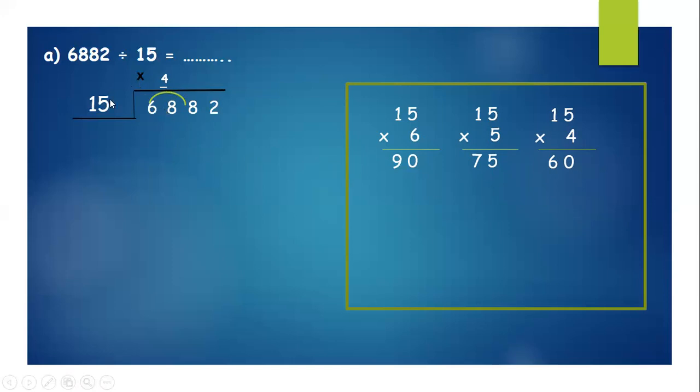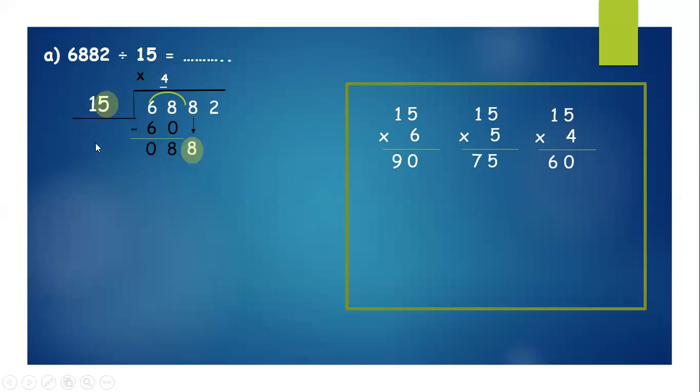Now 4 times 15 is 60. We write 60 under the 68. And now we subtract: 8 minus 0, 8. 6 minus 6, 0. After we subtract, we bring down the next digit. We get 88. And now how do we divide 88 by 15?